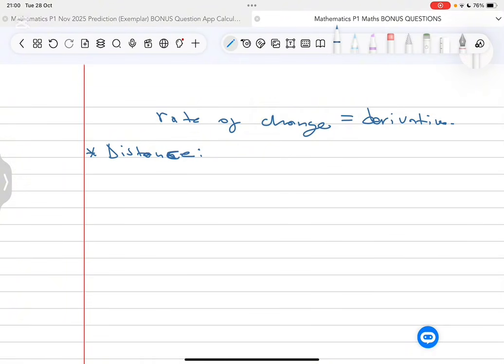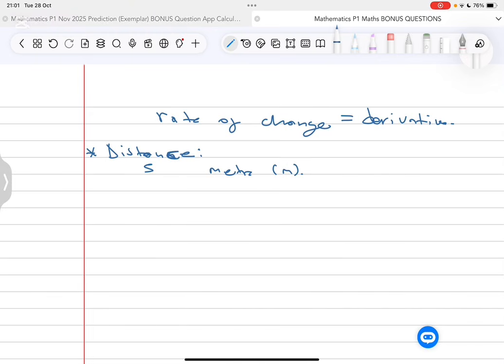Now, distance means the total length traveled by an object. So it's just how far an object has traveled. In mathematics we usually use the symbol S to denote distance, so in our equation it will come as the symbol S. And it is measured in meters. The SI unit that we use to measure distance is meters, usually written as just the letter M.